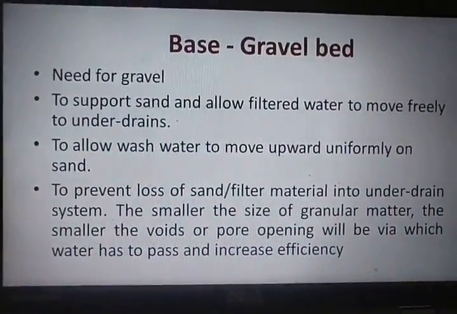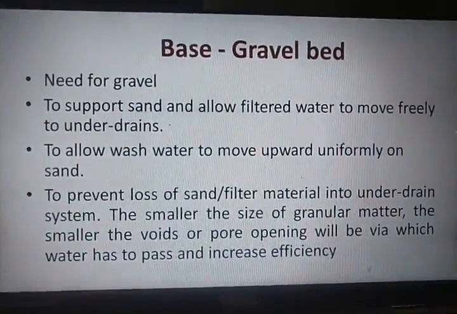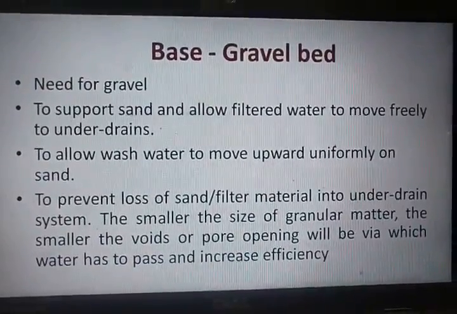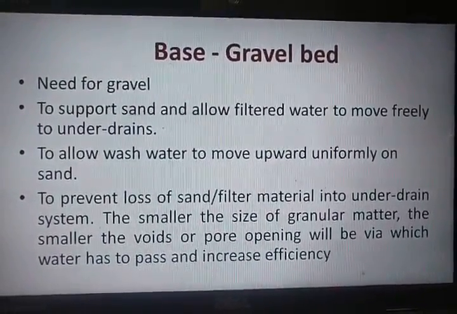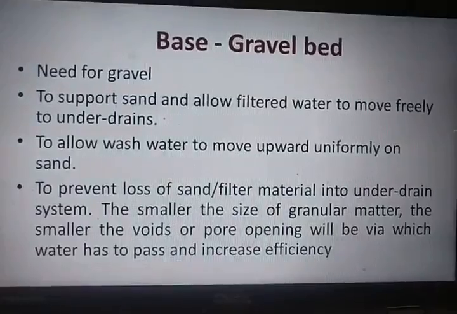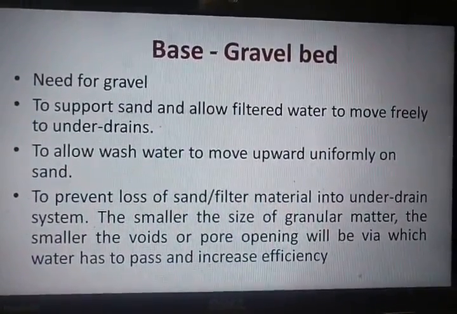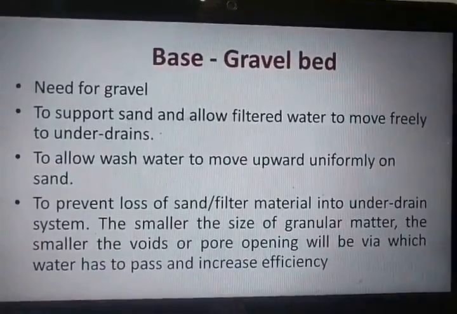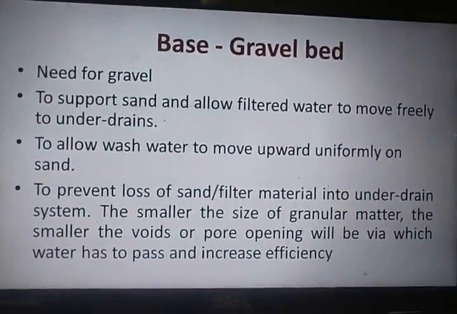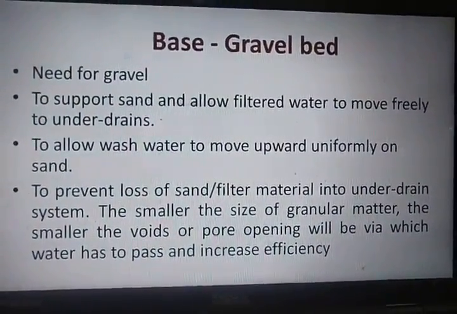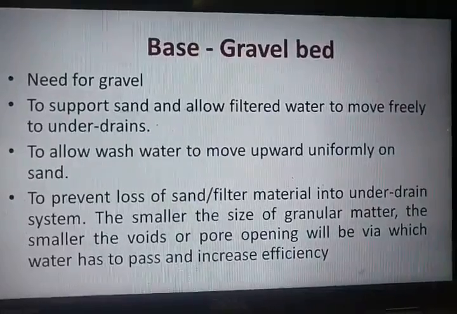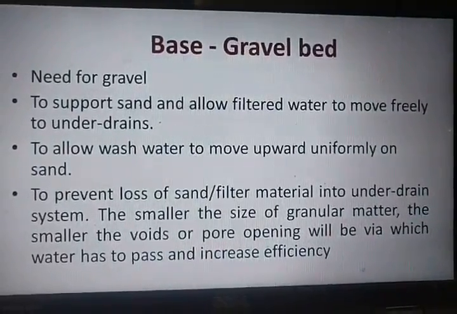Then below the sand we have the gravel bed. This gravel bed will act as a supporting media for the sand, that is, the sand layer will be above and this gravel bed layer will be below. In some cases we also do gradation, that means the finer material will be at the top and the coarser material at the bottom, depending upon the design of the filter. And this gravel material will allow the filtered water to move freely to the under drains.